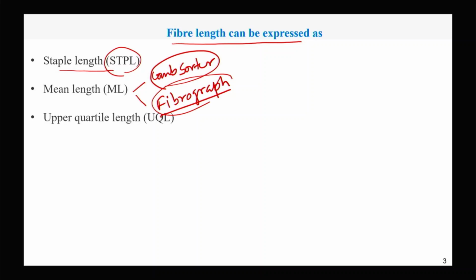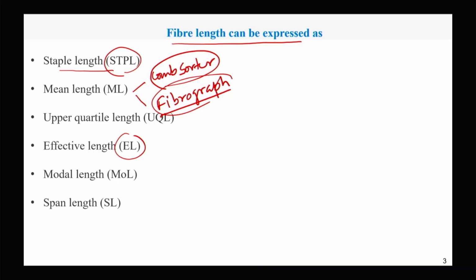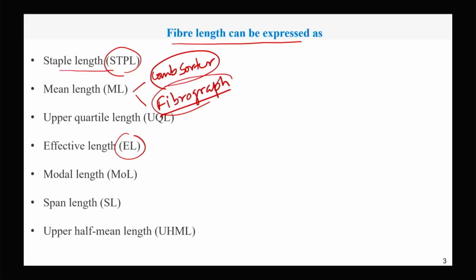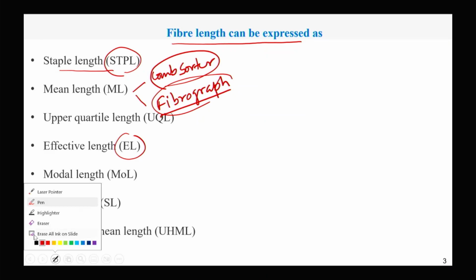Next is the upper quartile length, that we will discuss. Then effective length, modal length. Modal length is basically a particular length where the majority of fibers are in that particular range. Span length, the concept I will discuss. Upper half mean length, this we will discuss. Okay.